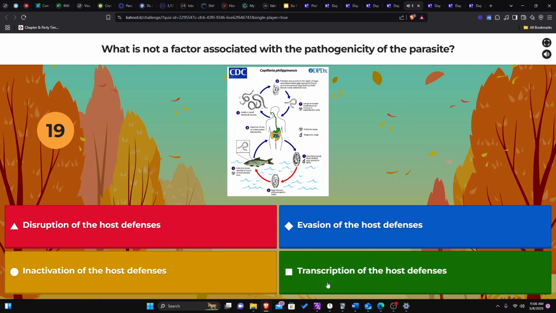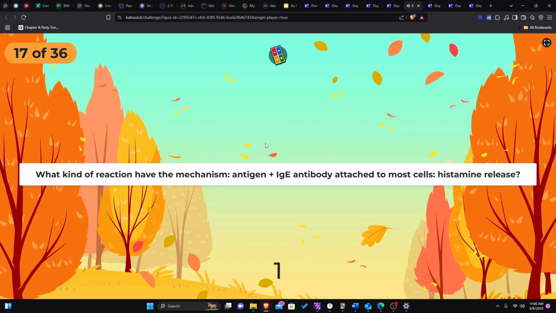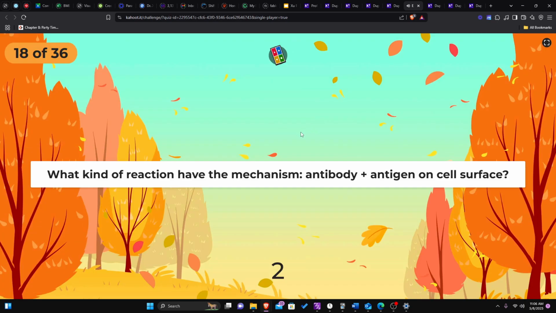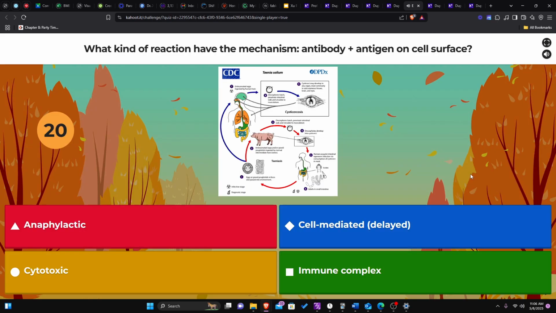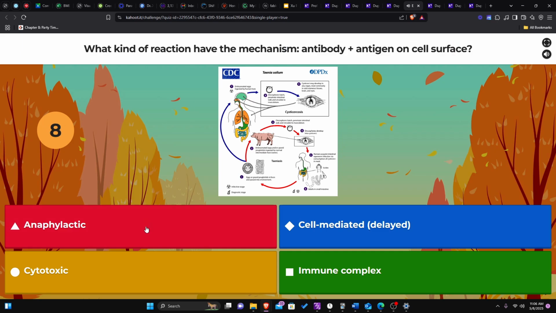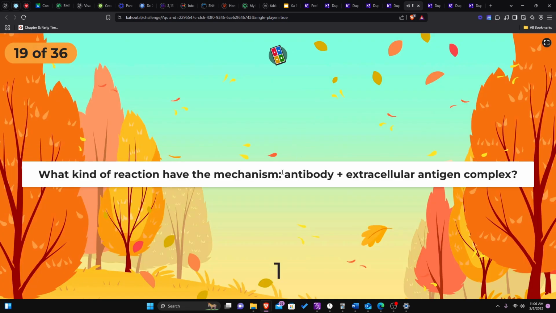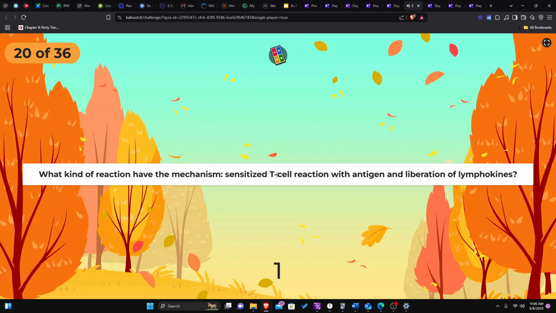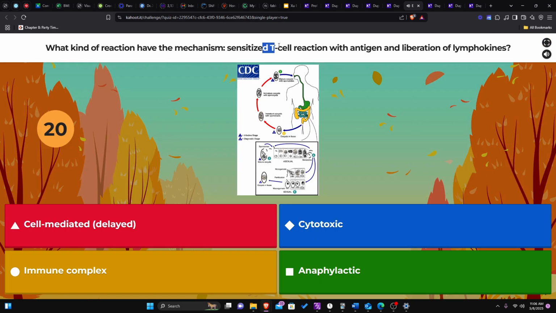Oh yeah, transcription false differences. Histamine release and flat. Antigen cell surface. Okay, this one we gotta be careful. Antigen on the cell surface itself is gonna be cytotoxic. Complex with complex in it, any piece of reaction.